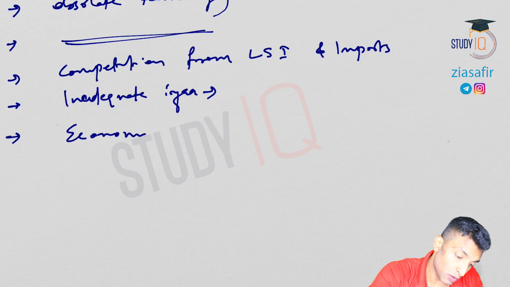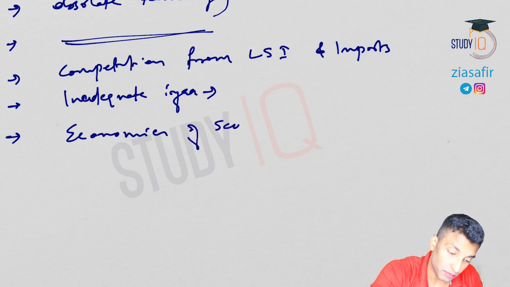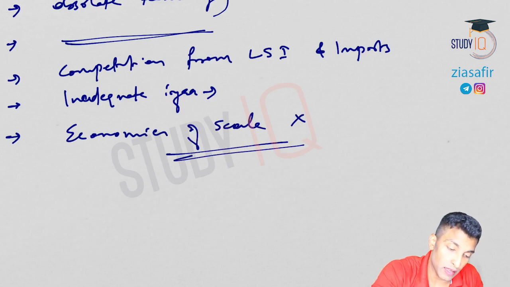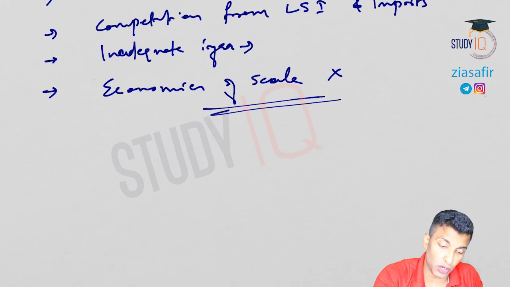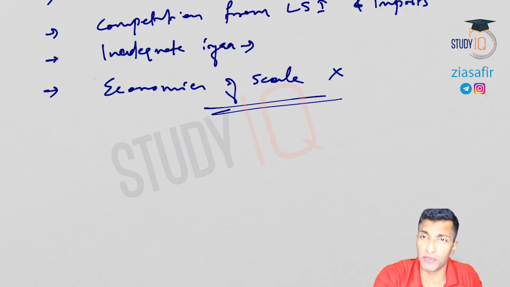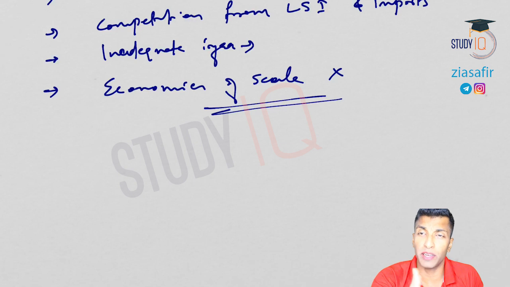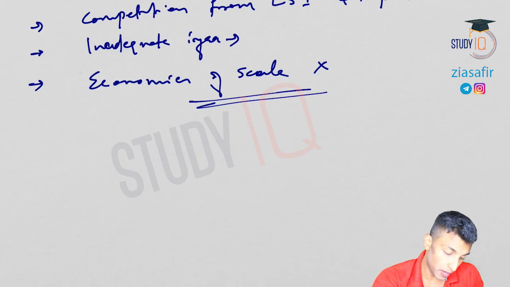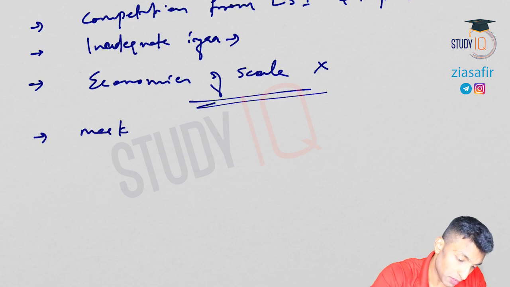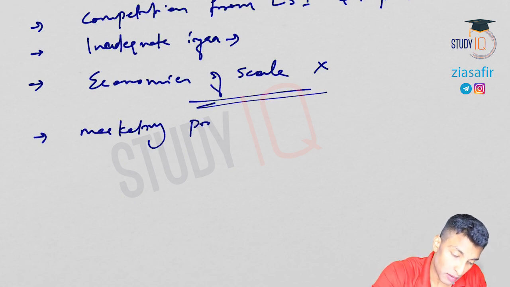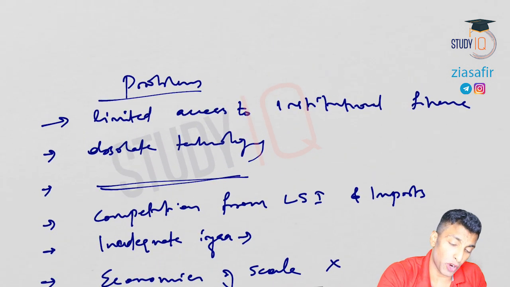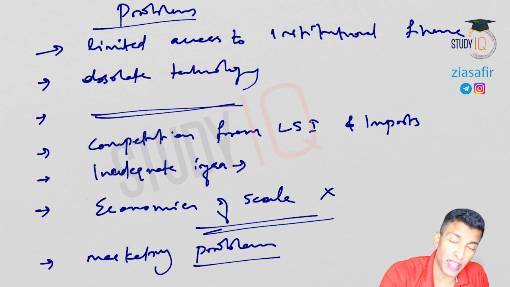So economies of scale cannot be achieved easily. That is one of the most important economic concepts. If you need to be sustainable, if you need to make profit, economies of scale is very important. Then marketing problems, obviously. So these are the common problems related to MSMEs.